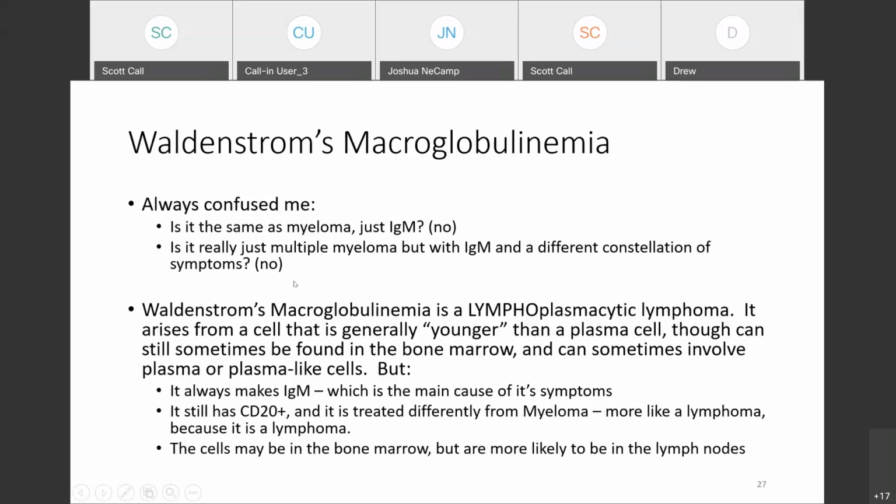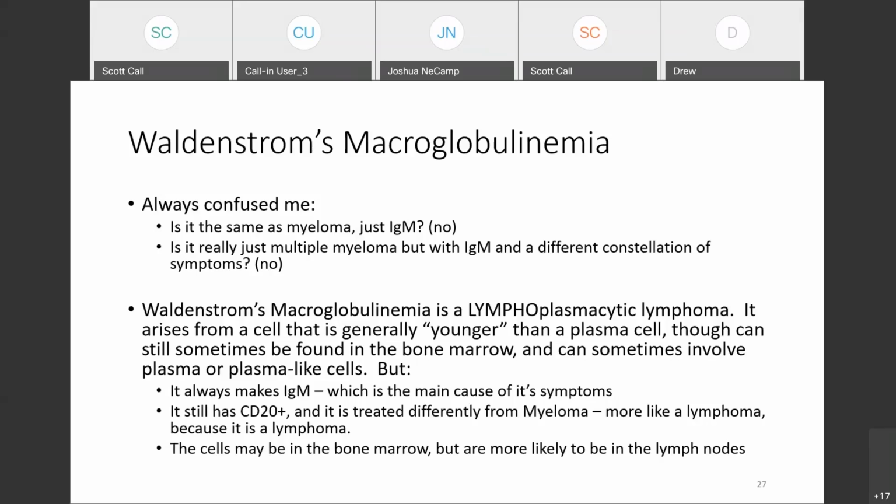So let's talk a little bit about Waldenstrom's. I was always really confused about what Waldenstrom's macroglobulinemia, or WM for short, really is. Because it was always discussed along with myeloma, but I knew it had to do with IgM. So I didn't know if Waldenstrom's was just what we called basically multiple myeloma when it makes IgM. The answer to that is no. Or is it a subtype of multiple myeloma, but it has different symptoms? And the answer to that is also no. Waldenstrom's is really its own thing.